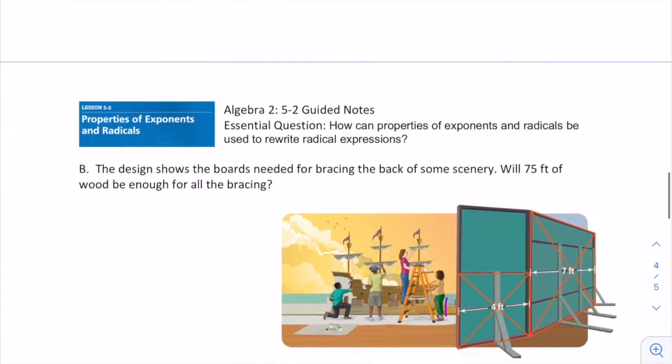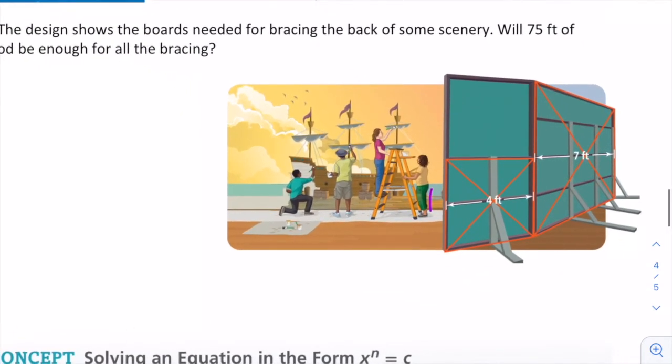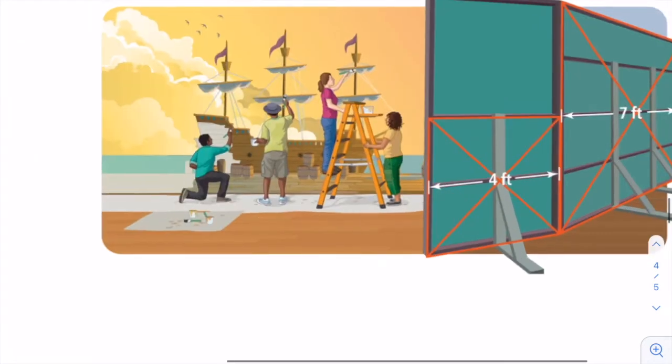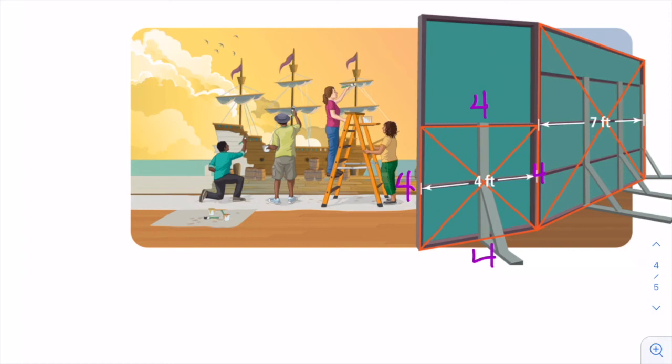Okay, let's look at a word problem. Here we have 75 feet of wood to support the back of the scenery. We know that the sides are all equal to 4 feet. So that's easy, we could just add those pieces together. And then we also have side length of 7 for the larger square. The lengths that are missing are the diagonals.